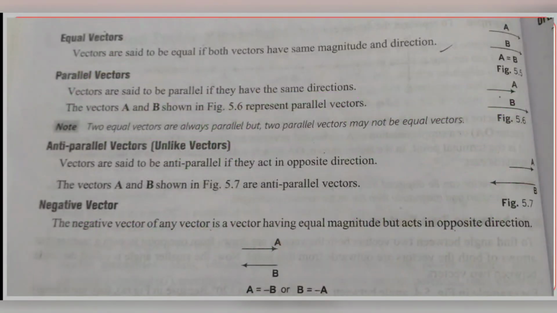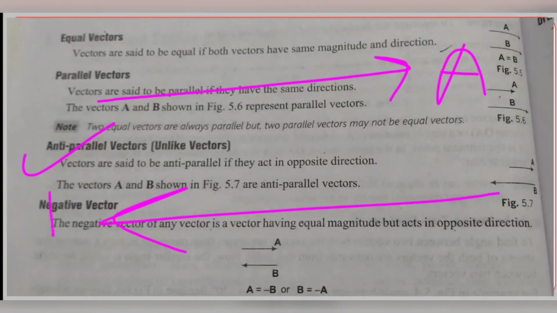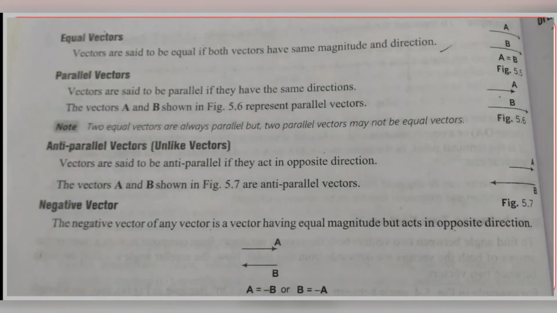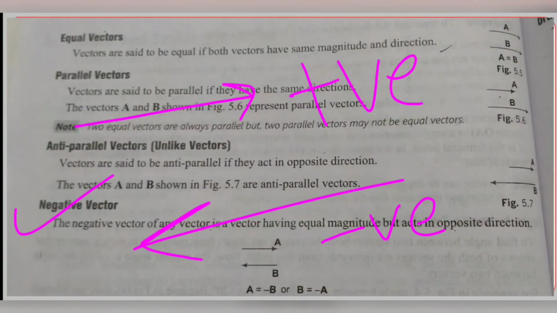Now the next is anti-parallel vectors. In anti-parallel vectors, one vector is A and the other vector is B, and they have different directions. If we take one direction as positive, then of course the opposite direction will be negative. So the next kind of vector is the negative vector.